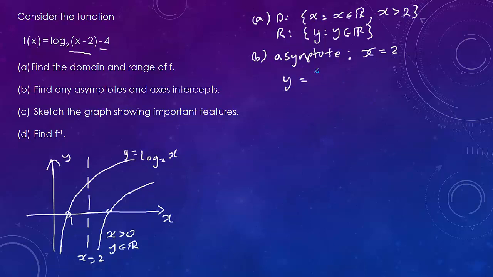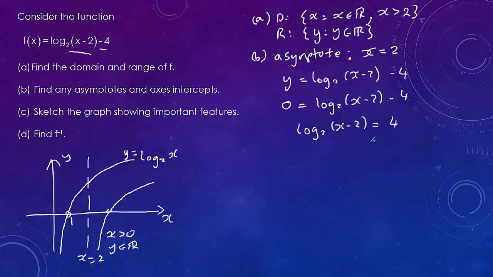So if we have y is equal to log to the base 2 of (x minus 2) take away 4, it crosses the x-axis when y is 0. So 0 is log to the base 2 of (x minus 2) take 4. So log to the base 2 of (x minus 2) would be equal to 4. Take the inverse function, which for log to the base 2 is 2 to the x. So that would leave us with x minus 2 on this side and 2 to the 4 over here. So x would be 16 plus 2 is 18. So this is actually going to cross here at 18. So (18, 0) would be the only axis intercept.